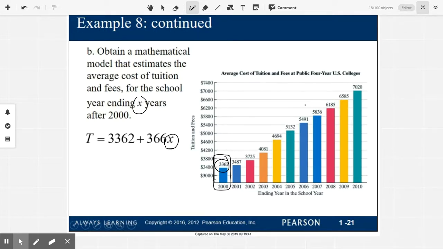So this is just another way to predict. Now if we want to know 50 years from now, we could just put 50 in for X, and that would give us a prediction. The equation helps us predict out longer times further on down the road.